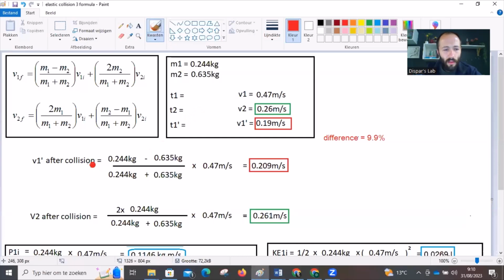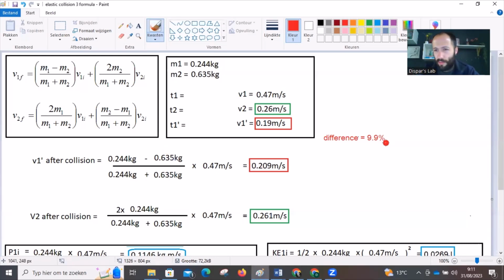Okay, so the prediction for part 1 after collision, so the reflection, is 0.209 meters per second. So we can round it off to 0.21 meters per second, and the actual result is 0.19 meters per second. So a difference of 0.02, which is 9.9%. Now I have to say that when I compare it with the other analysis videos, it's pretty significant that the difference between the prediction and the result for part 1 after reflection is always significantly bigger than the other differences between results and predictions.